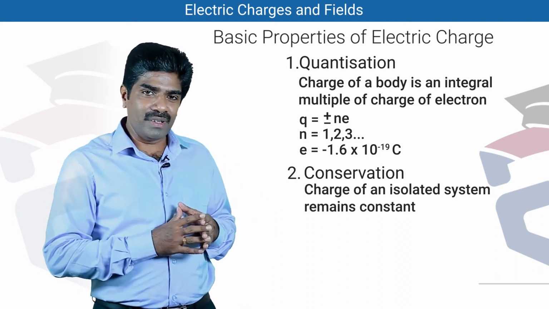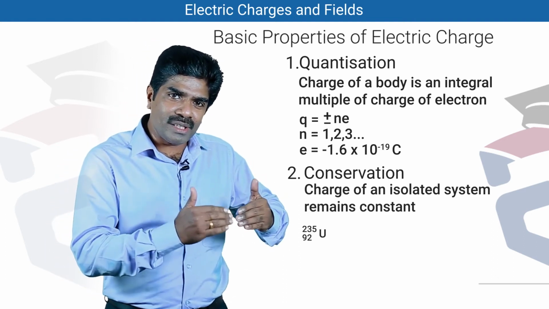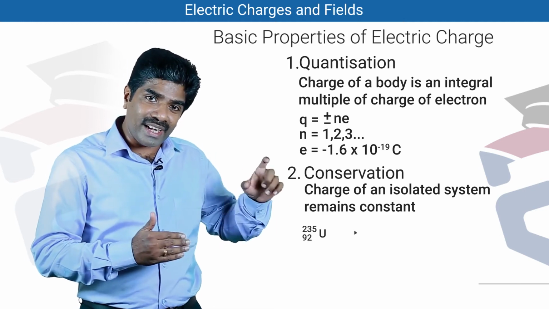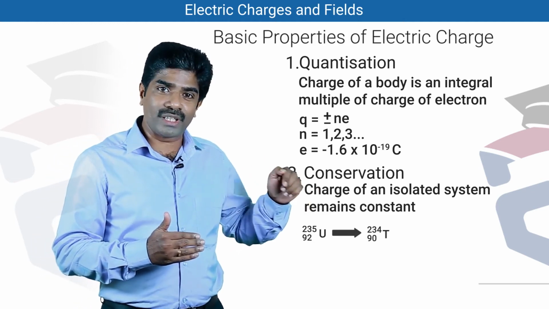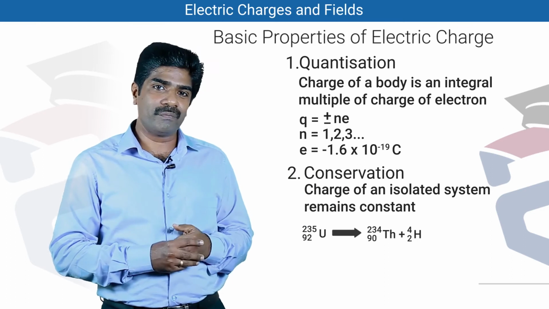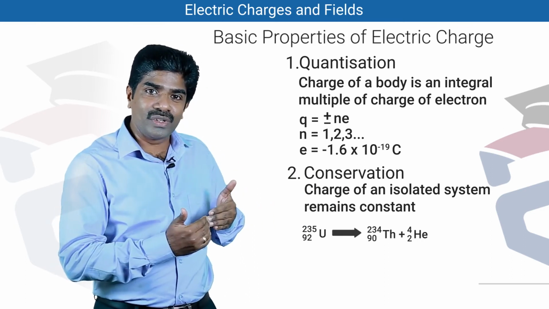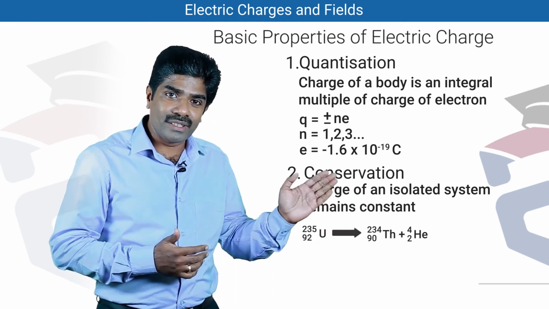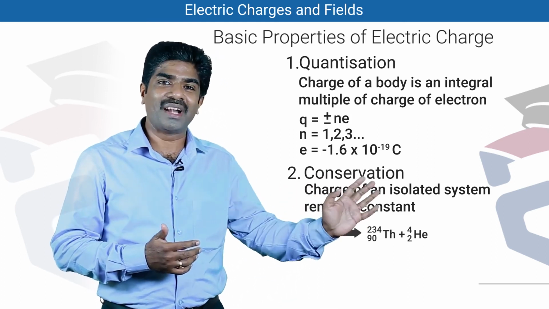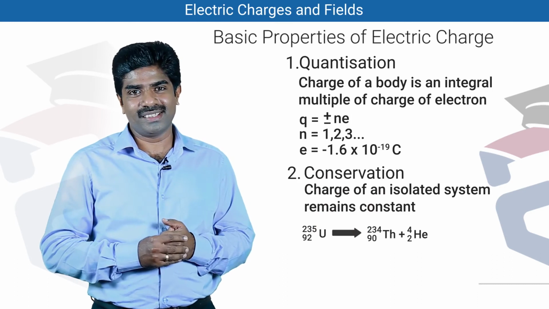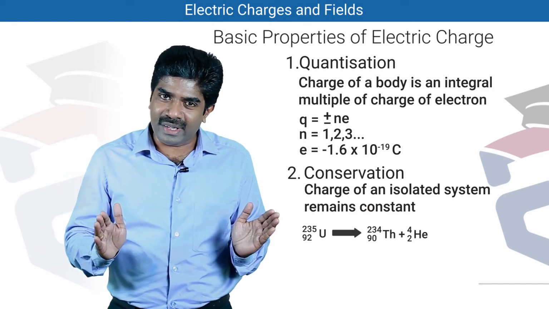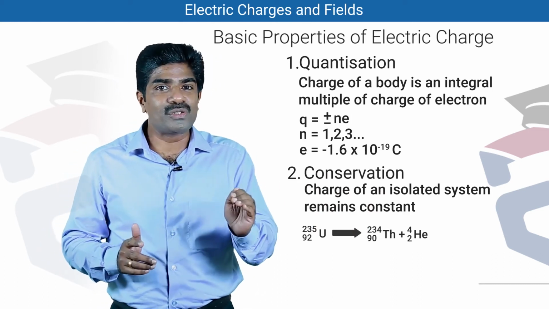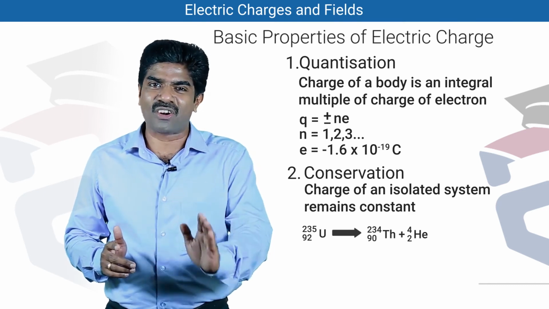See in the example, 92 uranium 235 gives 90 thorium 234 and 2 helium 4. On the parent side, we have the charge 92 and on the product side, we have charge 90 plus 2, 92, equal. So conservation means charge of an isolated system remains constant.